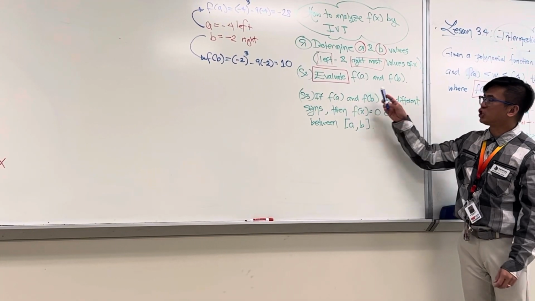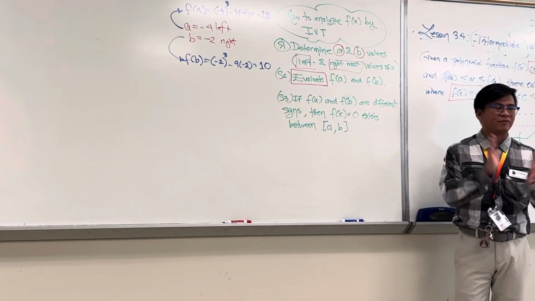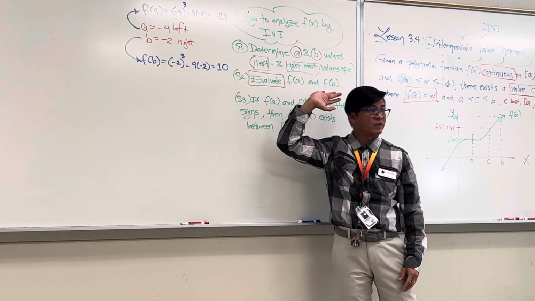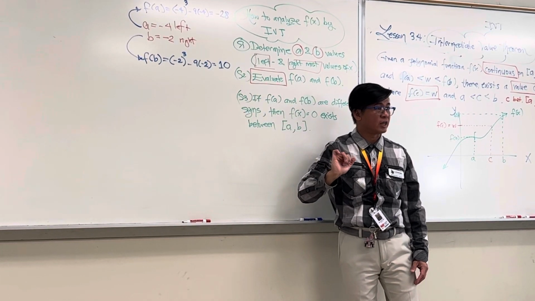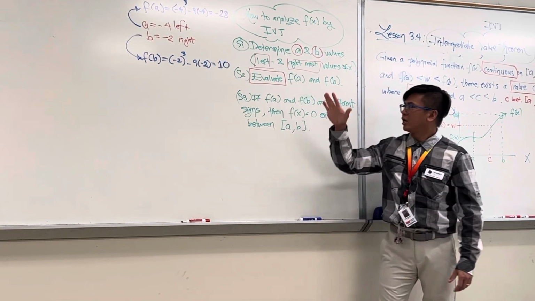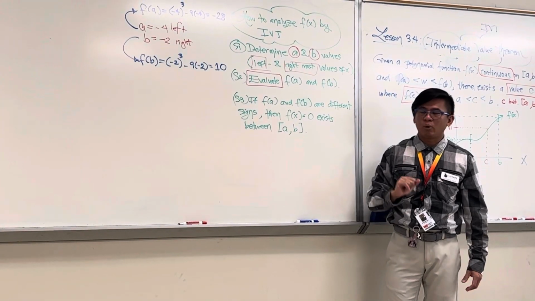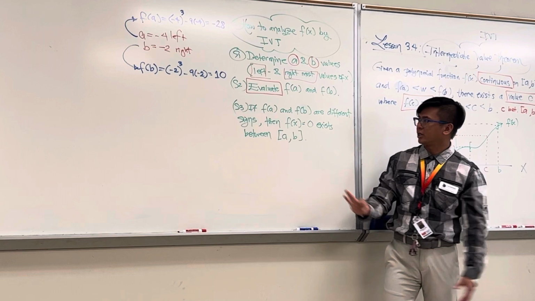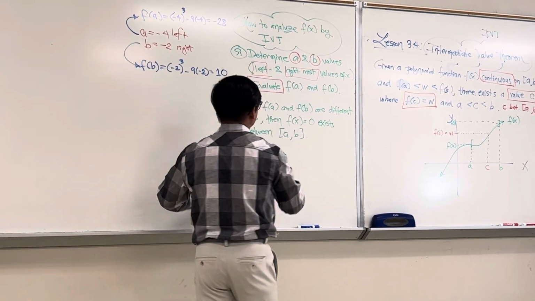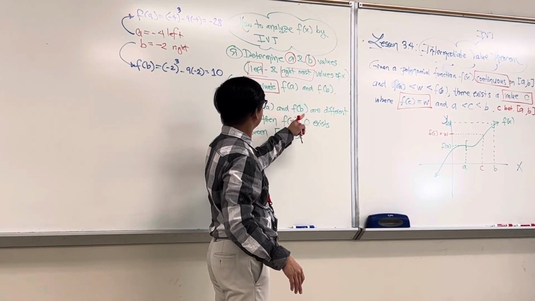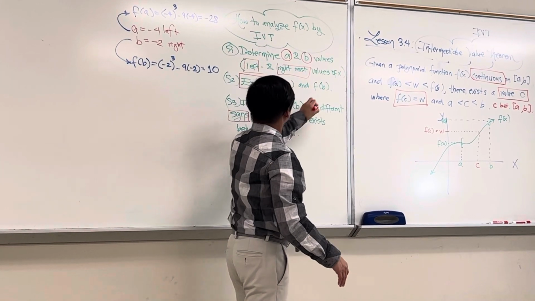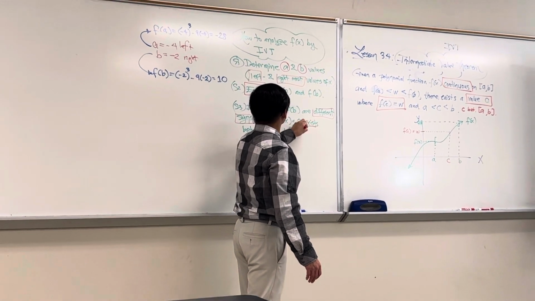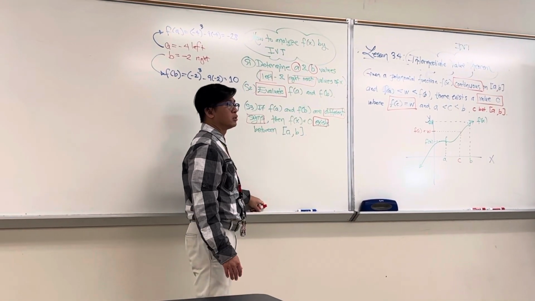Okay. So check, we have done step number 2. We have evaluated the given function at A, the leftmost value of x, and at B, the rightmost value of x, right? Are we good? Okay. Let's consider step number 3. Robert, can you see step number 3 in here? If f of a and f of b are different signs, then f of x equals 0 exists between a and b. Thank you, right?